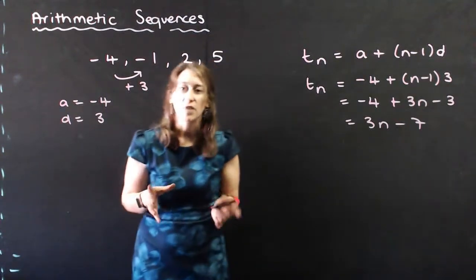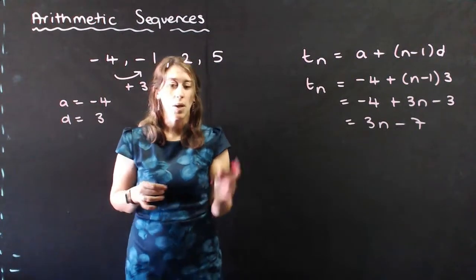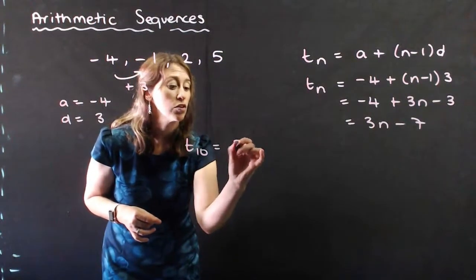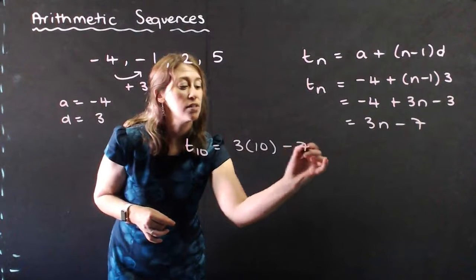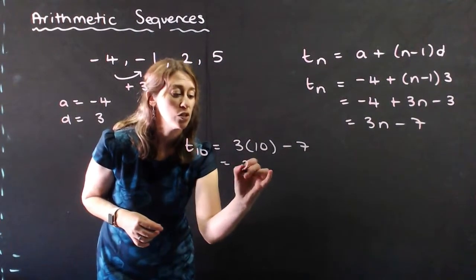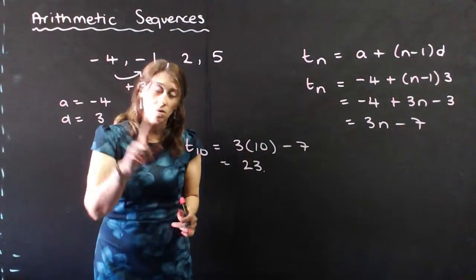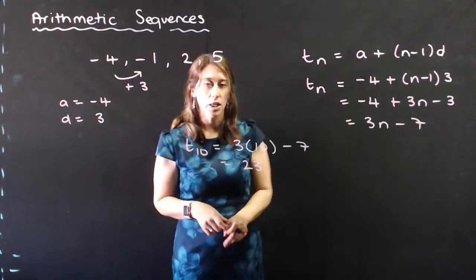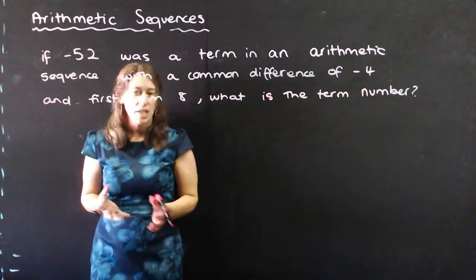Now what we've got to do is find the 10th term in this sequence. So we're finding the 10th term, so T10 equals 3 times 10 minus 7. 30 minus 7 is 23. So the 10th term of this sequence is 23. And that was using this formula here. So let's have a look at this example.